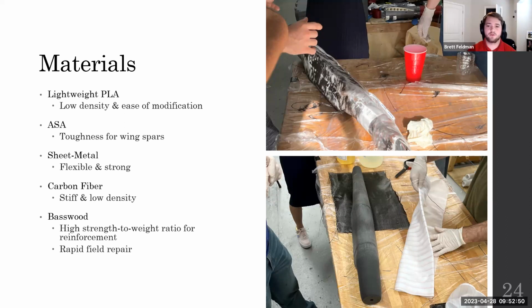The next material in our consideration was carbon fiber for its very high stiffness and low density. It was hard to prototype with, which is why we went with lightweight PLA. However, we still used it for the spar for our wing, as well as the axles for all of our control surfaces. And the last material we used was basswood. Basswood has a very high strength to weight ratio for other types of woods, and it was really easy to modify for rapid field repairs after our initial test flights.